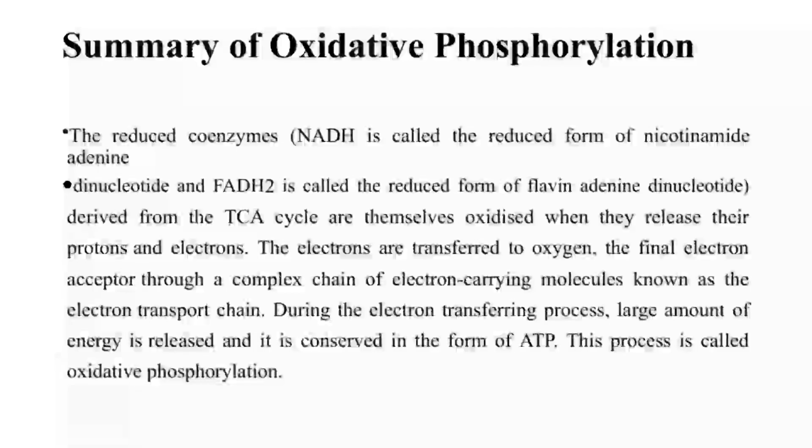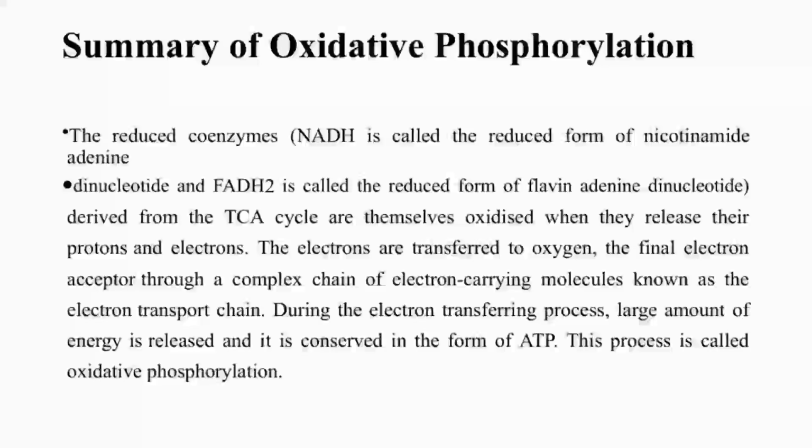This entire process of converting energy from electrons into ATP is called oxidative phosphorylation. So, in summary, the reduced coenzymes from the TCA cycle feed electrons into the electron transport chain, leading to a significant release of energy that is ultimately harnessed for ATP synthesis, powering many cellular functions.